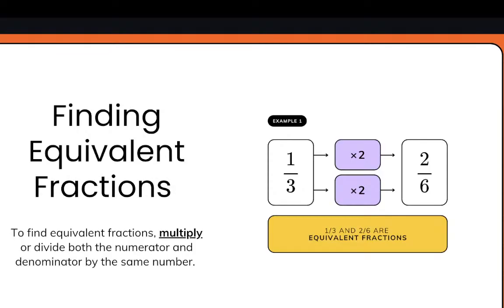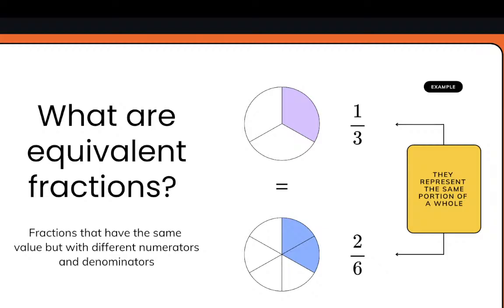To find equivalent fractions, you must multiply or divide both the numerator and denominator by the same number. One second. Let's go back here real quick.